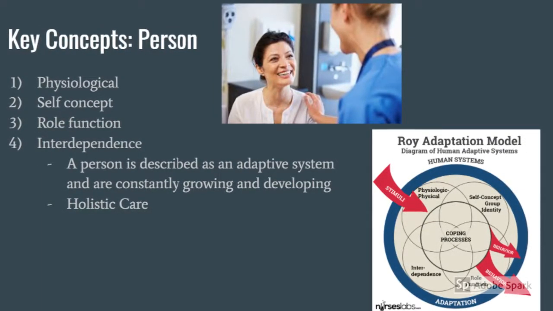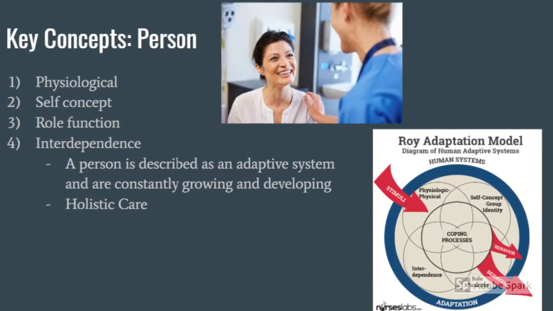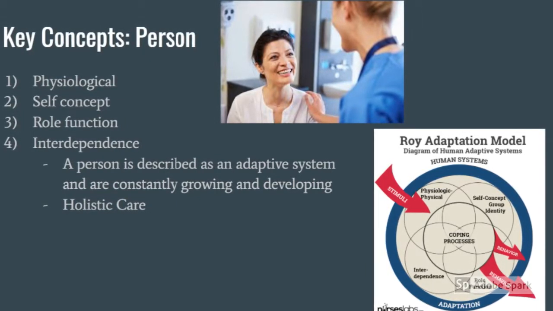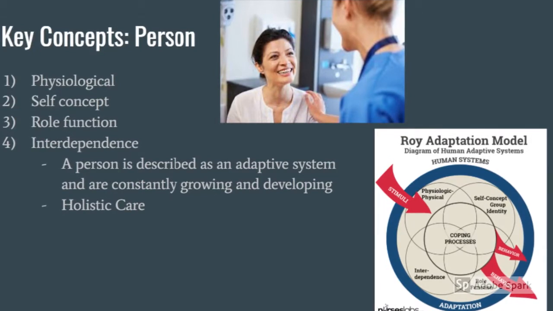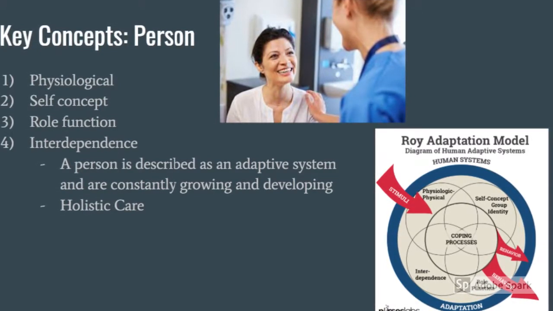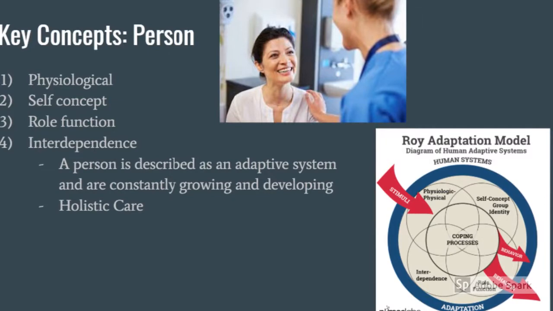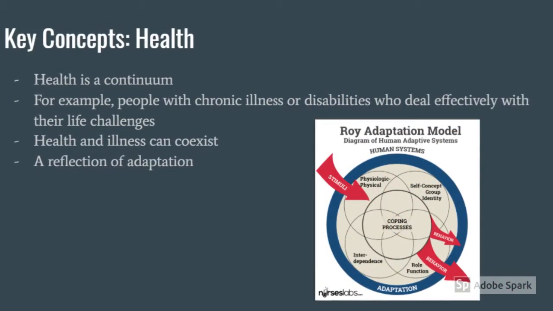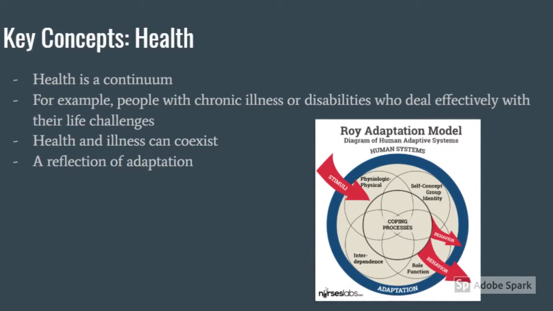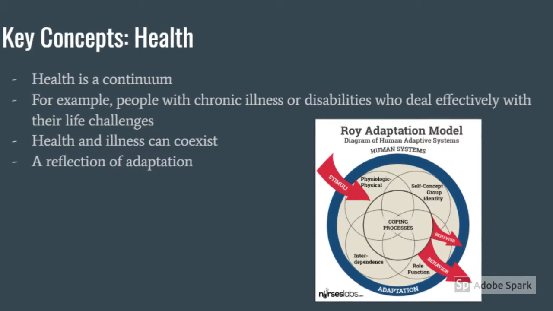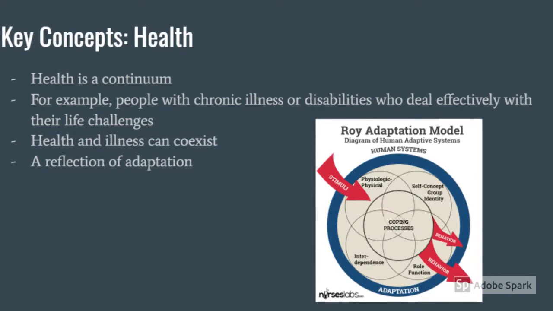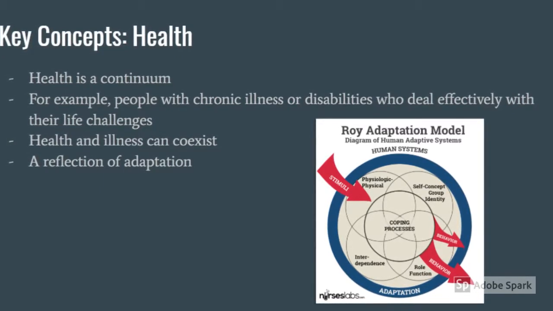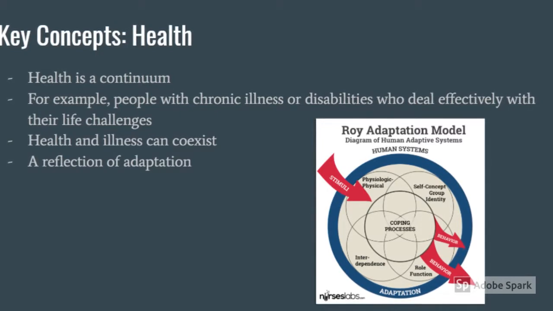Role function includes what that person feels their role in society is and how they adapt to different roles throughout their life. Interdependence addresses social integrity and balance between independence and interdependence. According to Roy herself, health is a state and process of being and becoming integrated and whole that reflects person and environment mutuality. Health is seen on a continuum because there are different levels of healthy versus not healthy.